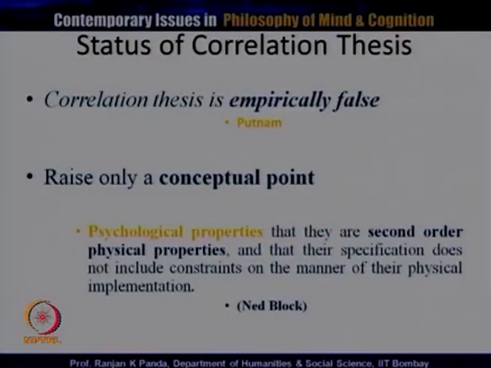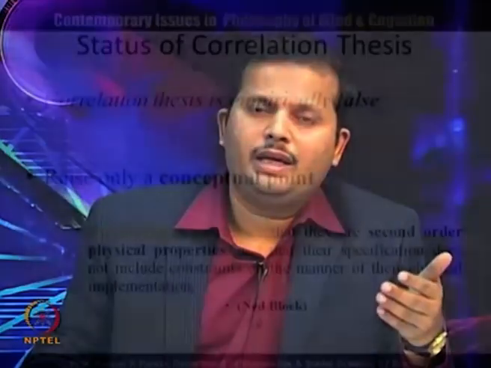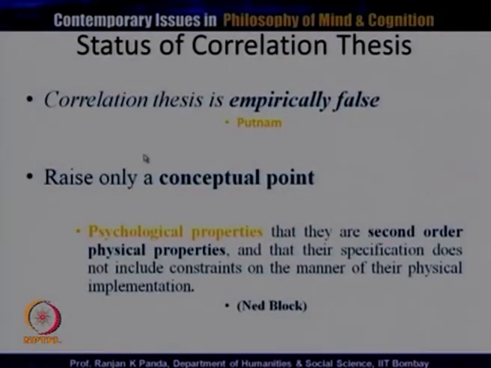In fact, they co-occur, and when we talk about this co-occurrence, then what happens? Now, Kim here modifies this thesis and talks about the status of correlation. Kim critiques Putnam's notion of correlation and tries to show that the correlation thesis, according to Putnam, is empirically false. If it is empirically false, then the question is, how is it the case that it is empirically false?